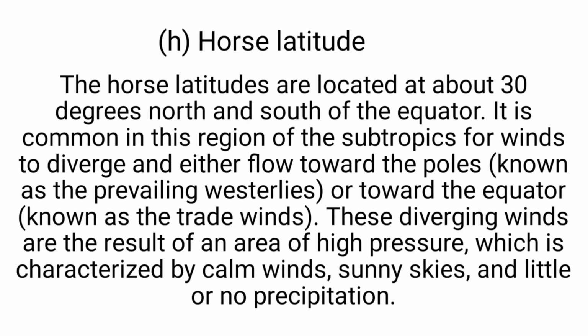H. Horse latitude. The horse latitudes are located at about 30 degrees north and south of the equator. It is common in the region of the subtropics for wind to diverge and either flow towards the pole or towards the equator. These diverging winds are a result of an area of high pressure which is characterized by calm wind, sunny sky and little or no precipitation.